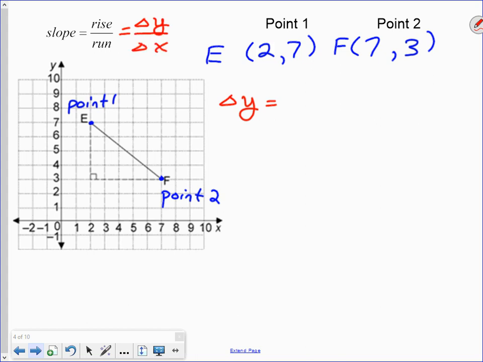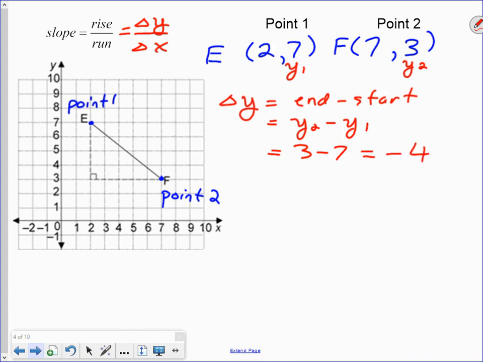Okay. For our change in y, we said it was just sort of the end point minus the start point. So we can take our second y value, y2, and our first y value, y1, and again, we can do end minus start, just like we did before. Or our y2 minus our y1 is going to give us 3 minus 7, which is negative 4.